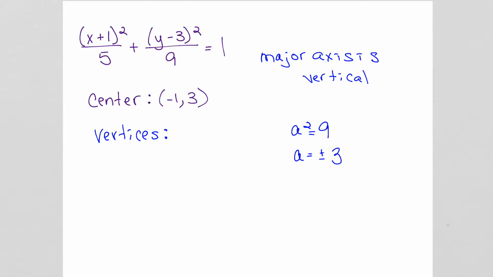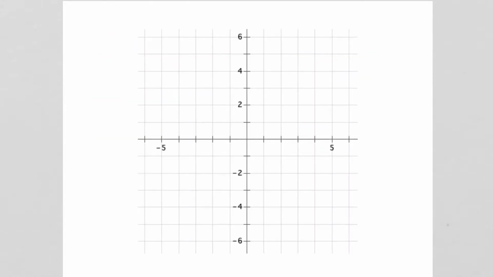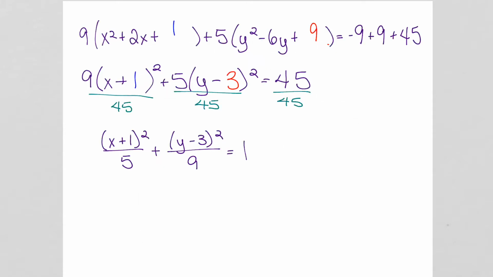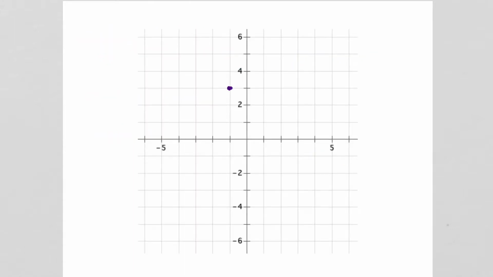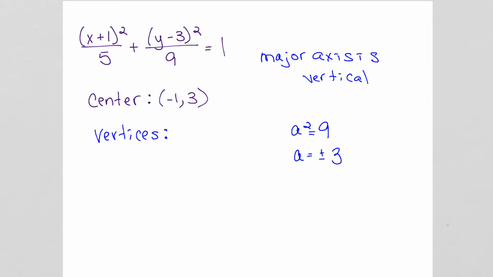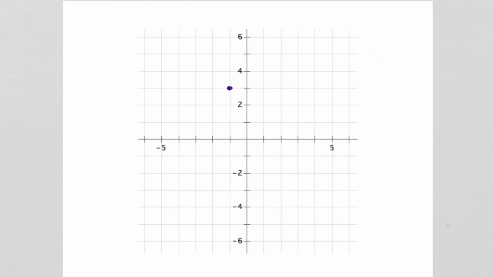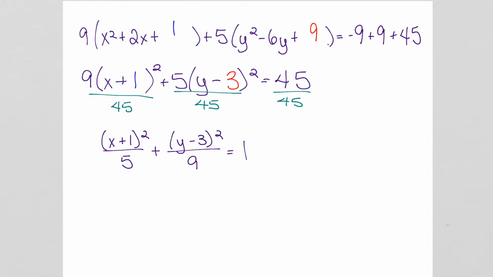So where are the vertices? Like I said, I like to graph these things and work backwards. So our center was at negative 1, 3. Since the vertex is 3 and negative 3, and the major axis is vertical, then we're going up 3 and down 3. So two of our vertices are at negative 1, 0 and negative 1, 6.